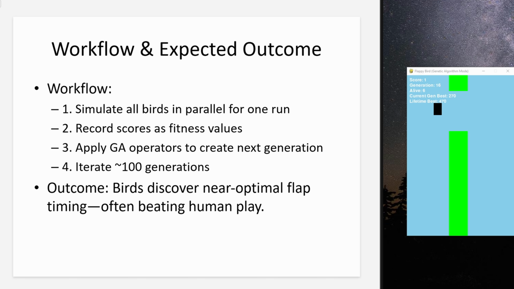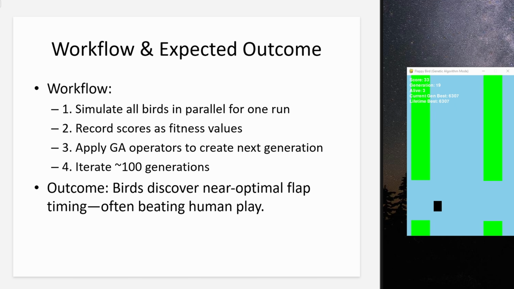And then the outcome is the birds discovered near optimal flap timing, often beating human play, which, as I was describing genetic algorithms and how they applied to Flappy Bird, it achieved in this video, where by generation 44, we had a bird that was exceeding a score of 240. So I'm just going to let this sit for a bit and see how far it gets.